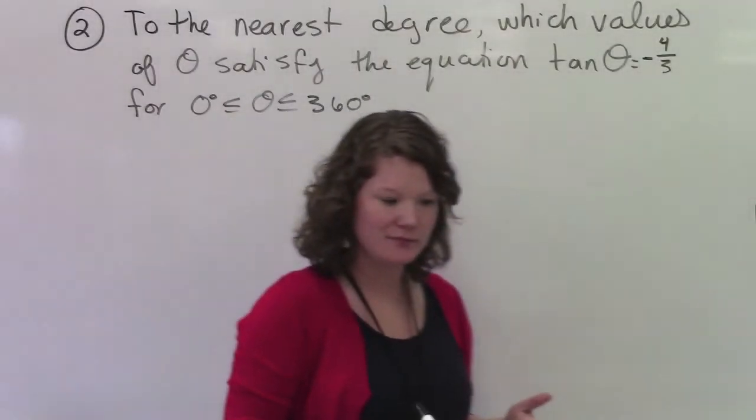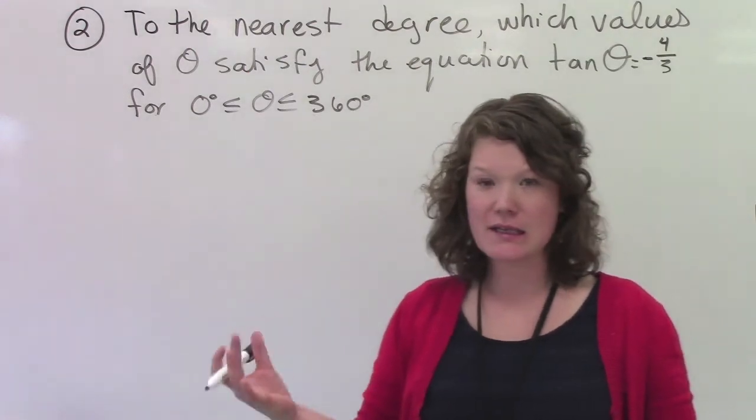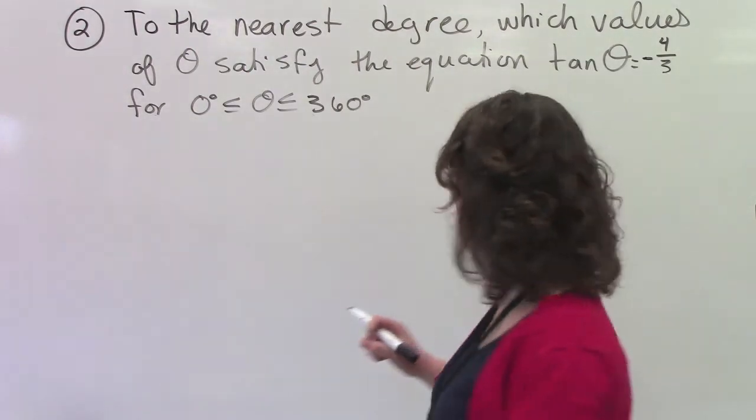Example number 2. To the nearest degree, which values of theta satisfy the equation tan theta equals -4/3 for theta between 0 degrees and 360 degrees? So, this is how you learn how to do this kind of question.